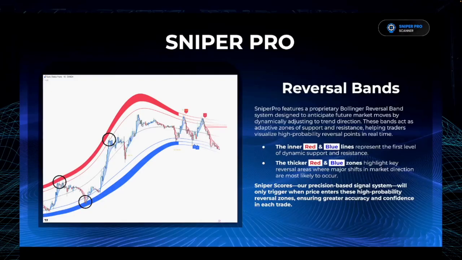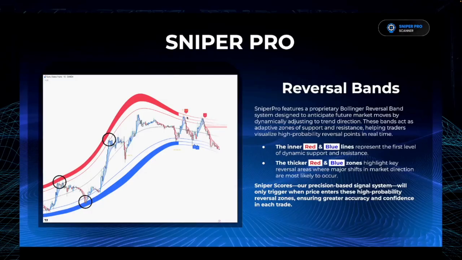Now, when we take a look at these reversal bands, you have the inner red and blue line, which represents the first level of dynamic support and resistance. So when you see these first levels right over here, these are the very first levels of dynamic support and resistance where you can expect some type of price reaction and reversal. And then the thicker red and blue zones, they highlight key reversal areas where market shifts are more likely to occur. So the deeper that they go into the band, the stronger the possibility of the reversal and the snapback.